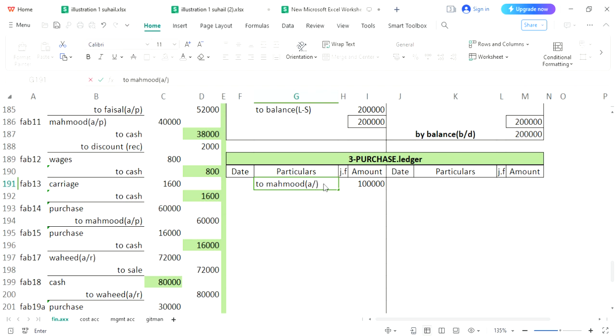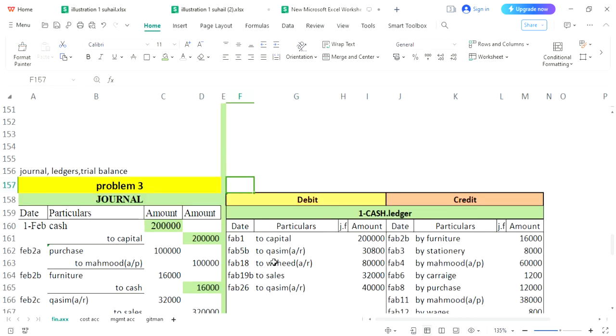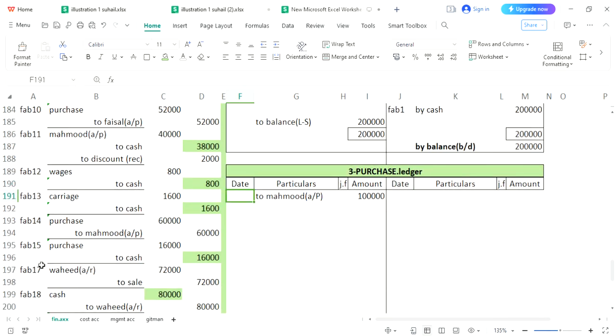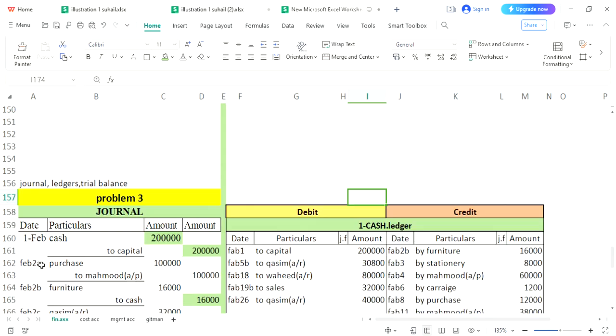We are posting the reference accordingly. Reference has been written, and now see what was the date for this 1 lakh, and that is February 2A. Put the date over here, February 2A. Date has been mentioned, reference has been given, 1 lakh amount is posted. So we can mark it as done.